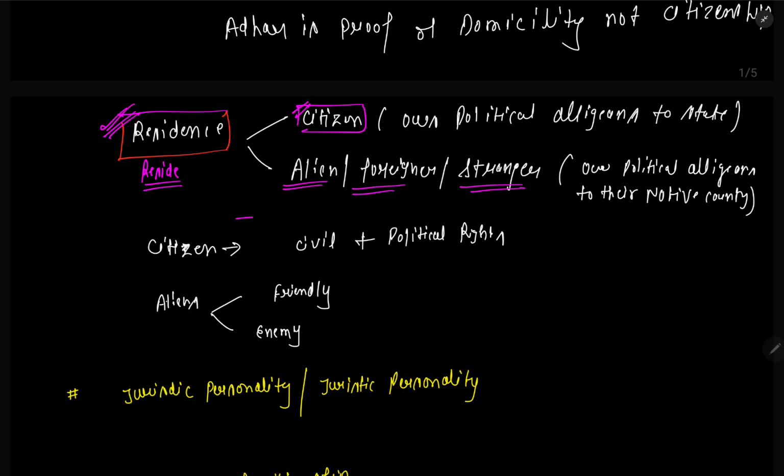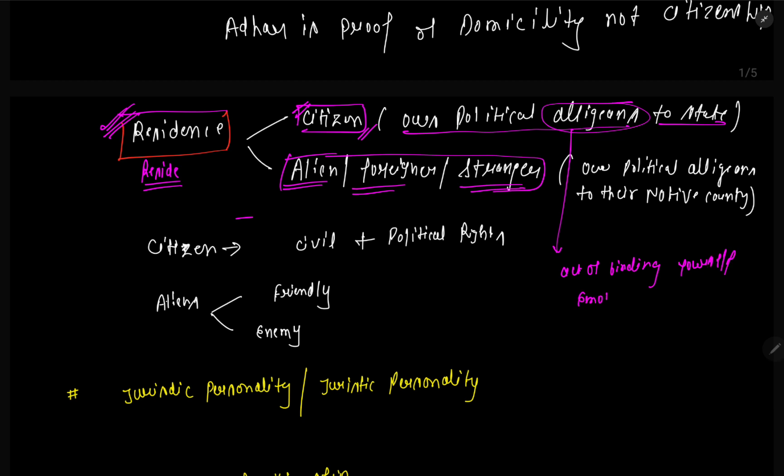So in India, there can be two types of people. The first one, who is residing and who is a citizen of India. The second one, who is residing but who is not a citizen of India. He is an alien. Now, the person who is a citizen of India owes political allegiance to the state. Now, what does the term allegiance mean? Allegiance is the act of binding yourself.